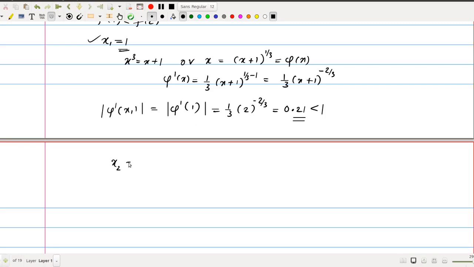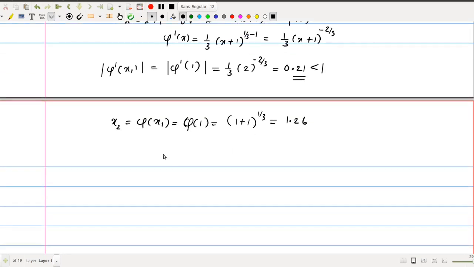That is, to evaluate x2 you need to evaluate phi of x1. If we already write what is phi of x, phi of x is this one, x plus 1 whole raised to 1 by 3. Here x1 is 1. Then what is phi of 1? That is 1 plus 1 whole raised to 1 by 3, that is 2 raised to 1 by 3, that is equal to 1.26. You just evaluate this with a calculator.